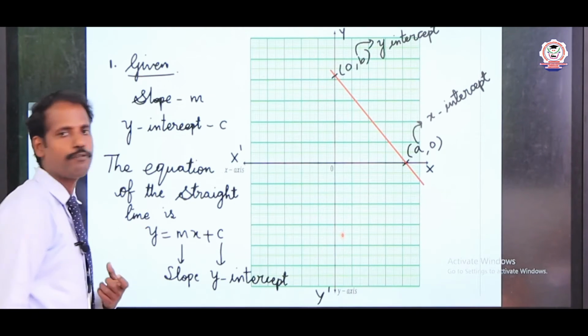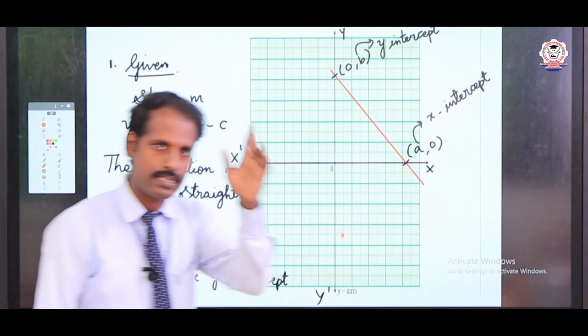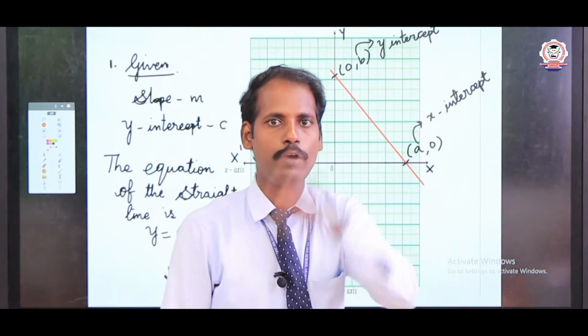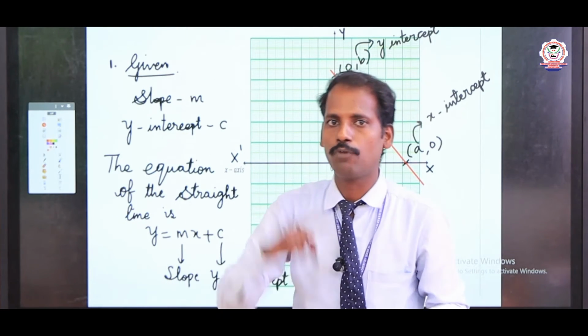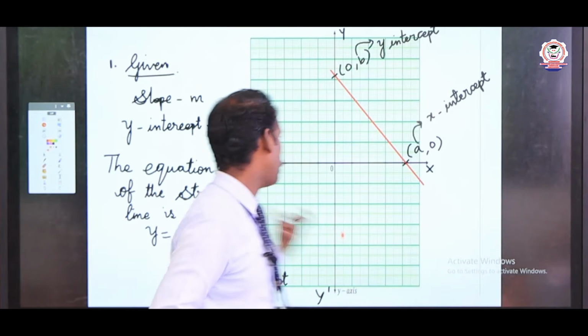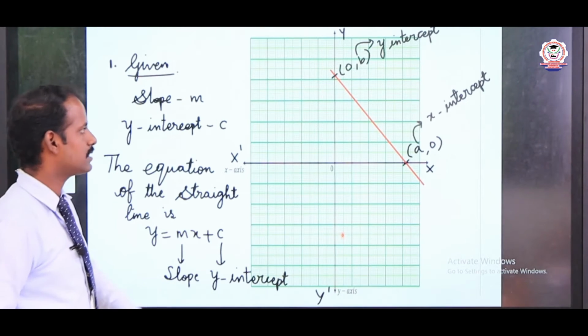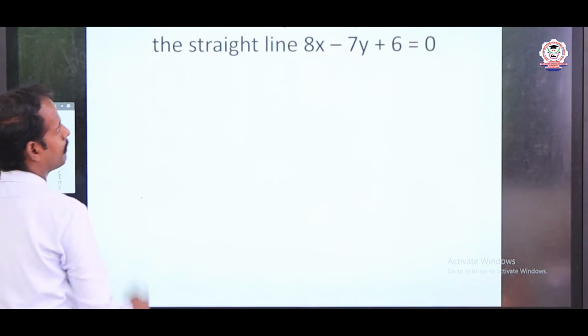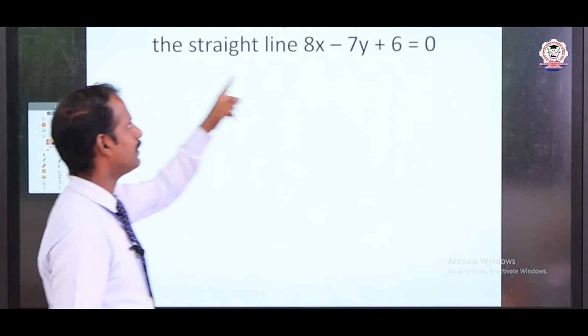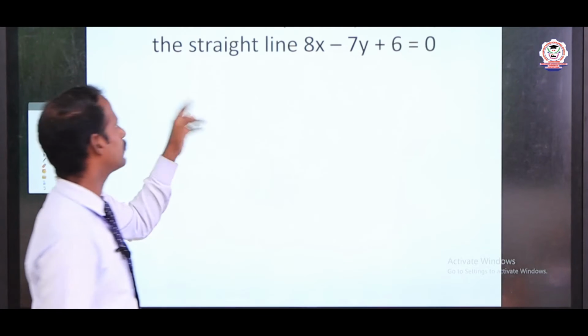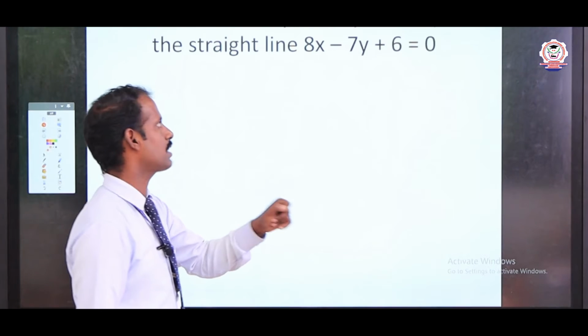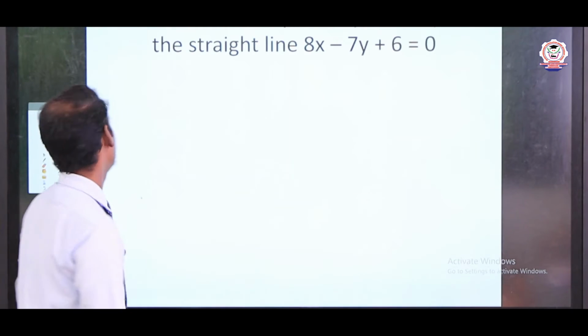So how do we find the equation of this straight line, given the values of slope and y-intercept? Slope is m and y-intercept is c. So now the equation of the straight line is y equal to mx plus c. That is the concept. The next one: calculate the slope and y-intercept of the straight line 8x minus 7y plus 6 equal to 0.